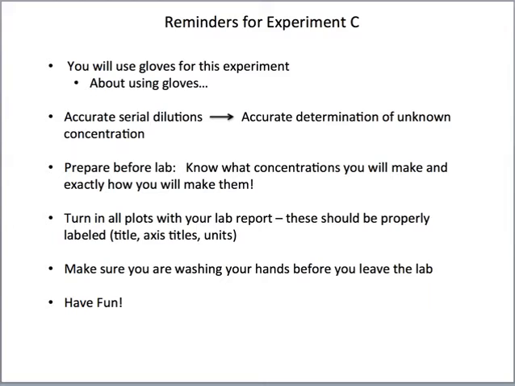Again, the more accurately you do your dilutions, the more accurately you'll be able to determine the unknown concentration. Make sure you know what concentrations you'll make and how you're going to make them before you come into lab. It'll save you so much time. Your most concentrated solution will be a 0.1 molar copper(II) sulfate solution, right? You know what you're starting with. Your least concentrated solution should be 0.01 molar. Okay, so you know what your most concentrated and least concentrated are. You can determine what the ones in between are, but try to space them out evenly. Go ahead and plan out what solutions you're going to make and how you're going to make those.